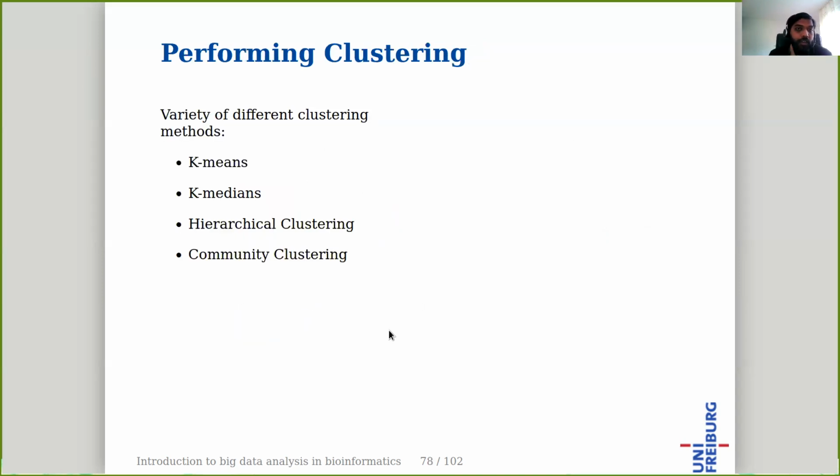So let's look at now how to perform the clustering. There are different ways of performing clustering. One is k-means, the other one is k-medians, and they are kind of similar. And there are other types which are hierarchical clustering and community clustering. Both of them are kind of hierarchical clustering algorithms. We will see how each of them is performed.